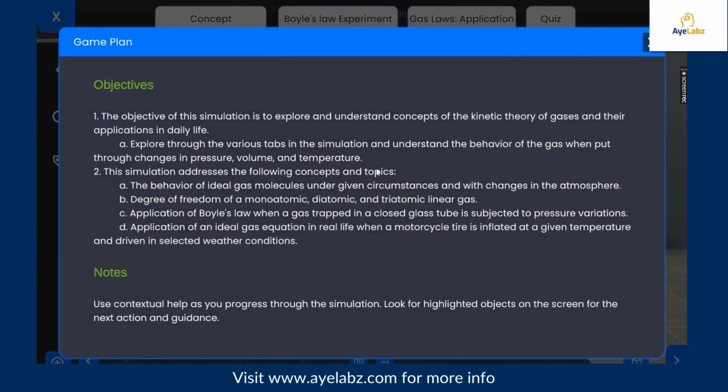The main objective is to understand the ideal gas law and the degrees of freedom of gas molecules through real-life examples and hands-on experiments. Students will also explore how gas behaves when we alter the temperature, pressure, and volume of the closed container. Finally, they'll observe how mercury in a U-shaped tube reacts to pressure changes and see how gas volume and pressure depend on temperature in different weather conditions. Let me close this game plan.